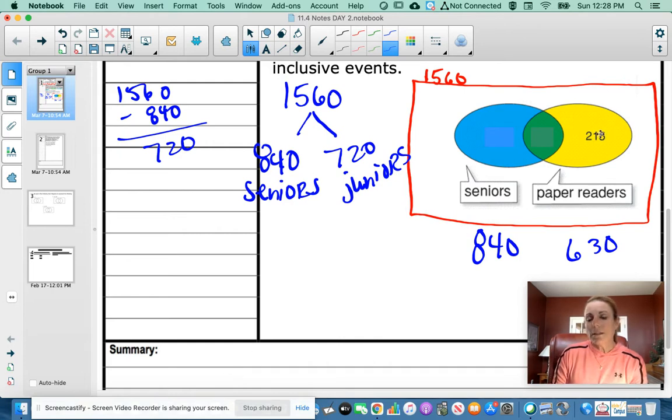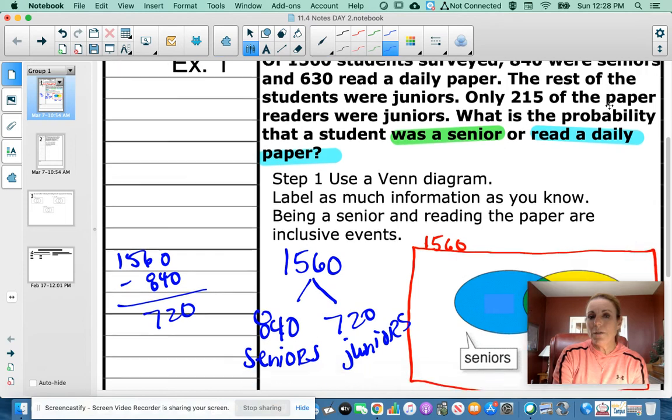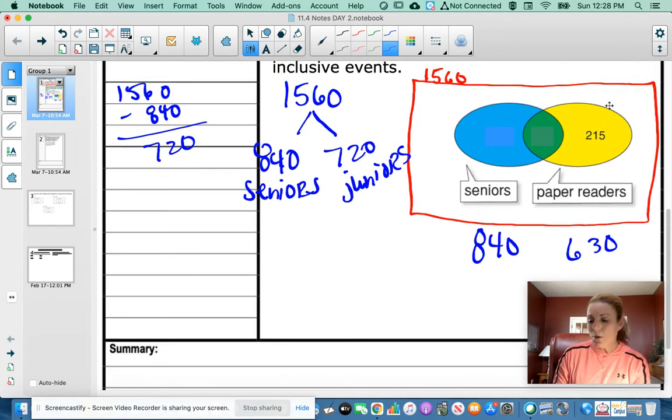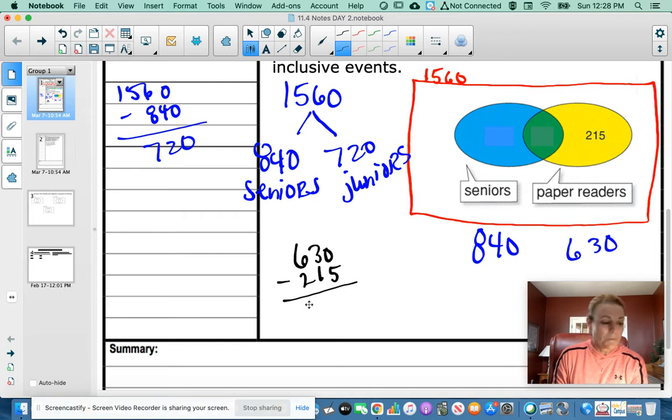So they told us, if we scroll up, that 215 of the paper readers were juniors. So that's why the 215 is in the yellow shaded spot and not inside this circle, because everything inside this circle are seniors. So if we can figure out this overlap part by taking the total number of paper readers and subtracting off the 215 of them that are juniors, we get 415, and that will go in there. Those are the seniors that are paper readers.